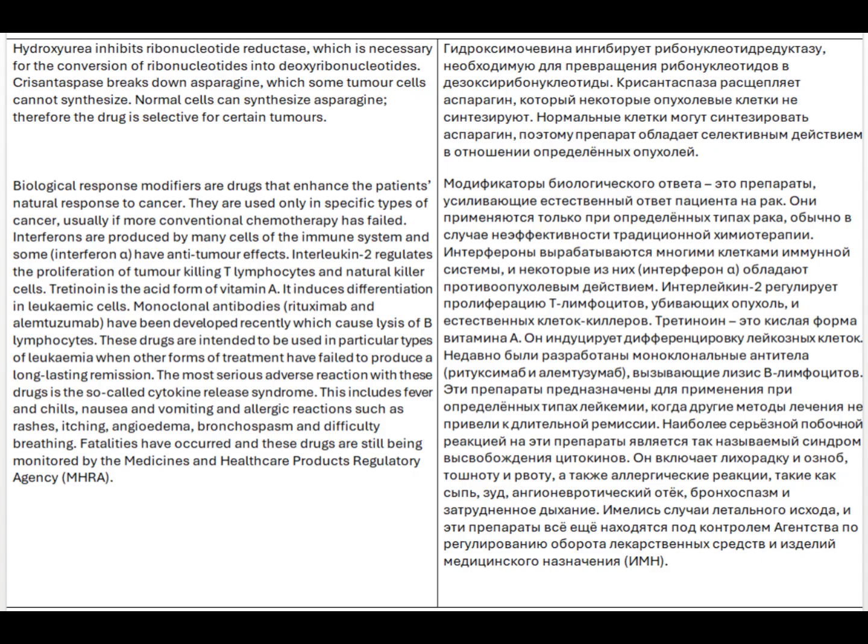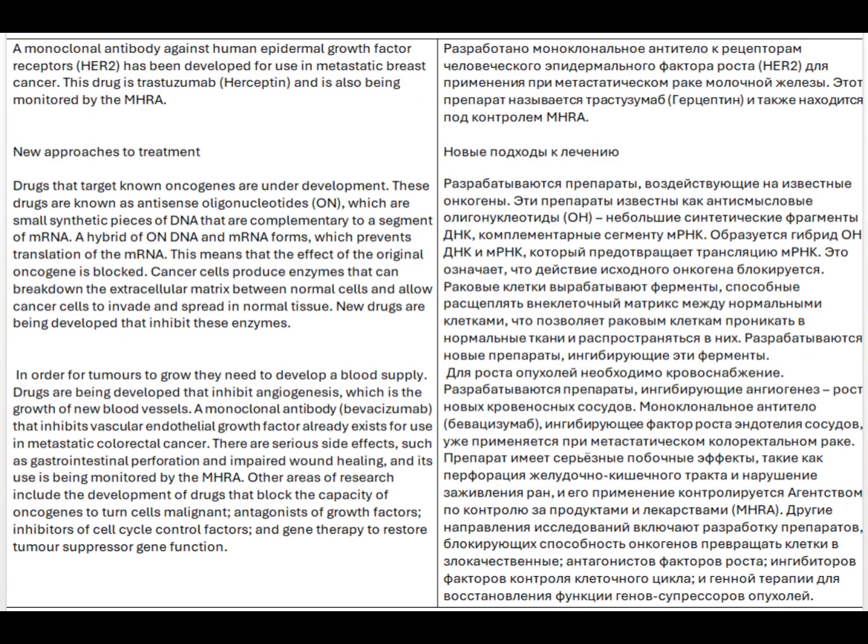The most serious adverse reaction with these drugs is the so-called cytokine release syndrome. This includes fever and chills, nausea and vomiting, and allergic reactions such as rashes, itching, angioedema, bronchospasm, and difficulty breathing. Fatalities have occurred, and these drugs are still being monitored by the Medicines and Healthcare Products Regulatory Agency, MHRA. A monoclonal antibody against human epidermal growth factor receptor 2, HER2, has been developed for use in metastatic breast cancer. This drug is trastuzumab, Herceptin, and is also being monitored by the MHRA.